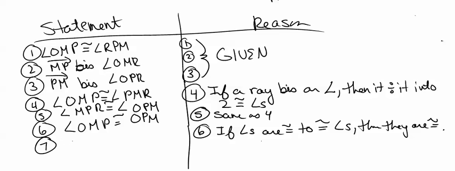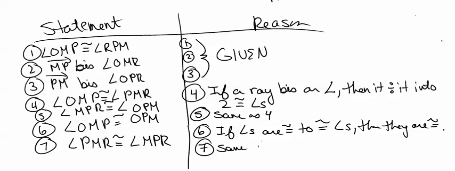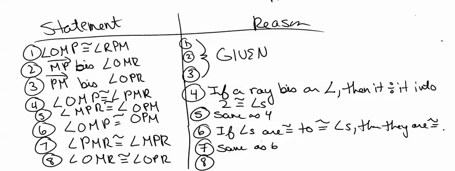We can do the same substitution reasoning with angle PMR is congruent to angle MPR. Again, same reasoning. We can then go to our conclusion. Angle OMR is congruent to angle OPR. And that reasoning being, if congruent angles are added to congruent angles, then their sums are congruent.